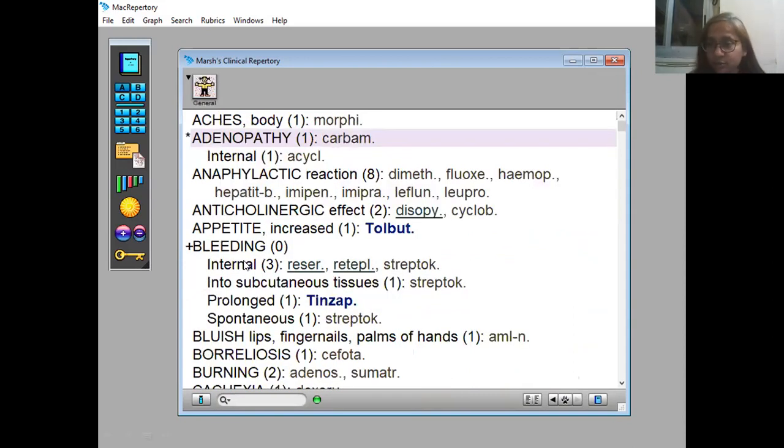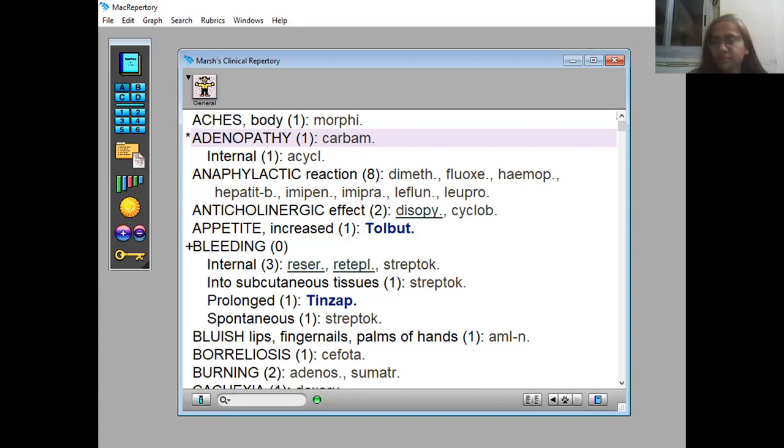Adenopathy. So what is adenopathy? It means the swelling of the lymphatic system or lymphatic glands. That is called adenopathy. So the drug listed here is carbamazepine. Okay, carbamazepine, we all know that this is a drug which is used in allopathy for many diseases.